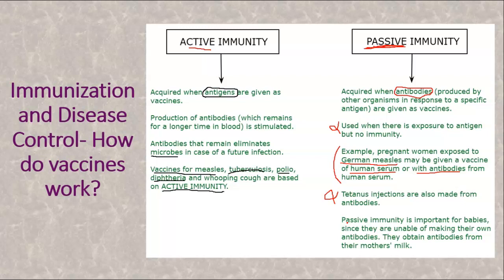Although those antibodies are short-lived, the length of time they are available to the infant is sufficient to allow that infant to be able to make its own antibody. So by the time that antibody wears off, the baby would be able to make his or her own antibodies. So passive immunity is most important for babies, since they are unable to make their own antibodies. Know the difference between active immunity and passive immunity.